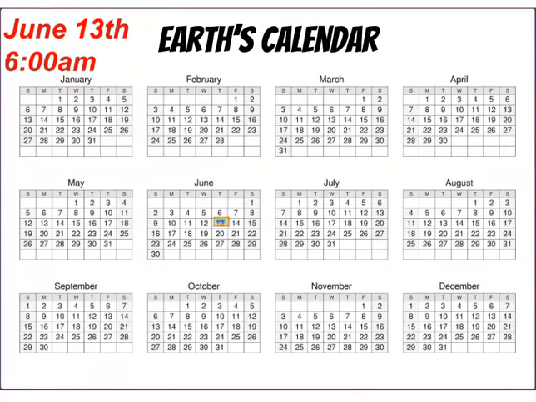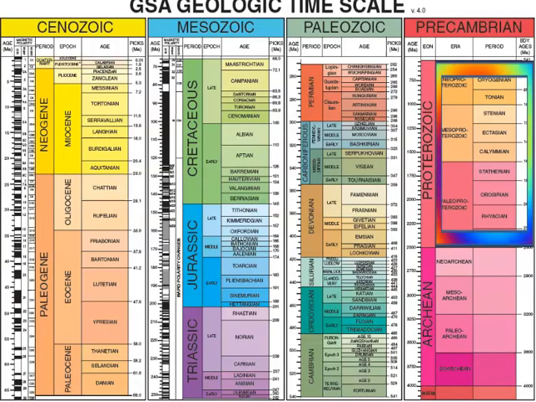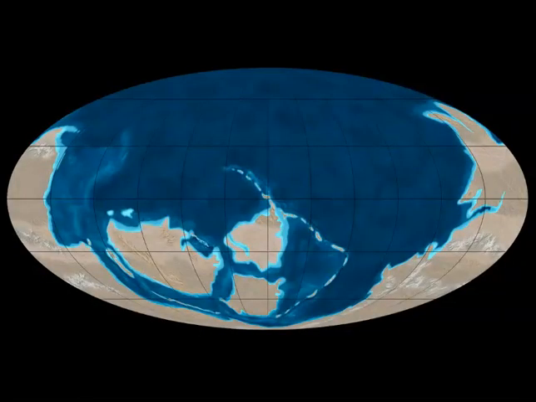All right, now look at this. This is interesting. We're fast-forwarding all the way to June. So we went right through April all the way to May. Now we're at June 13th at 6 in the morning. What do you think happened at this time? It's what we call the Proterozoic.